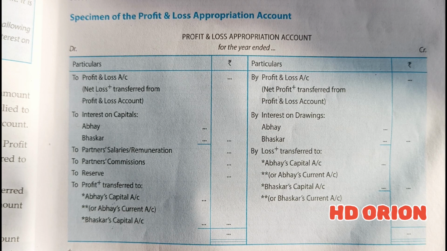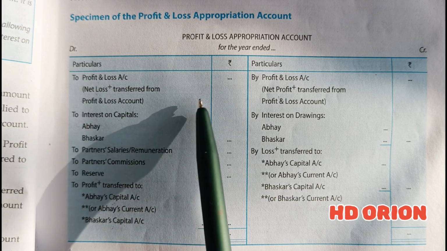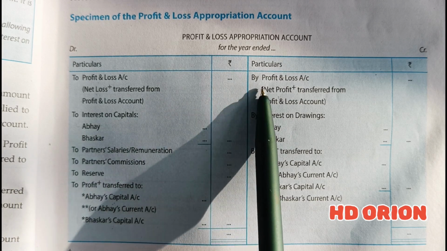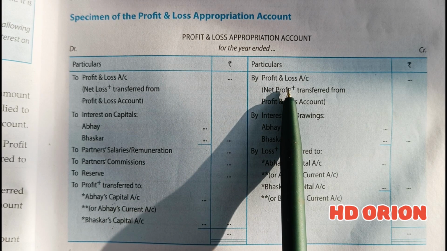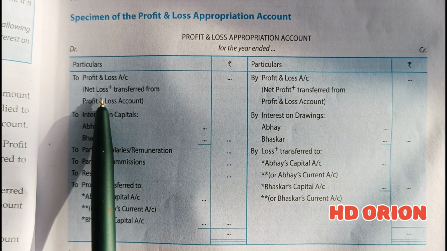So before we proceed, let us see the specimen of profit and loss appropriation account. This profit and loss appropriation account is an extension of profit and loss account, and it is prepared after net profit or net loss has been calculated. Fine. So net profit is always a credit balance. So if there is a net profit earned, then it will be shown on the credit side of profit and loss appropriation account. And if it is a net loss, then it will be shown on the debit side of profit and loss appropriation account.